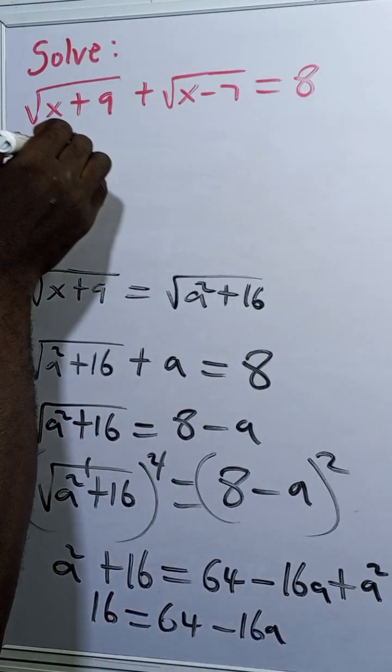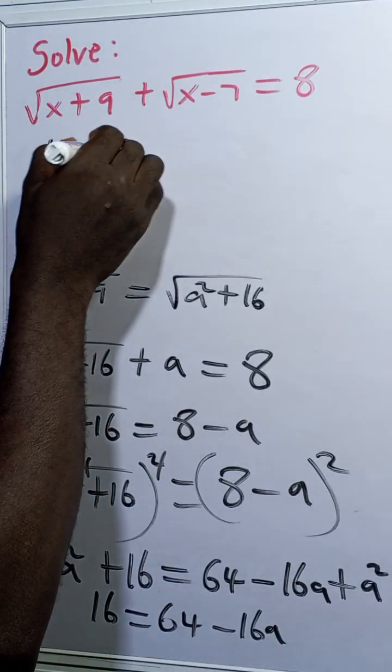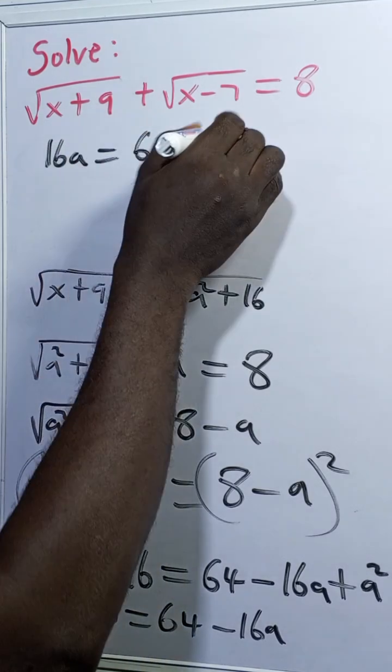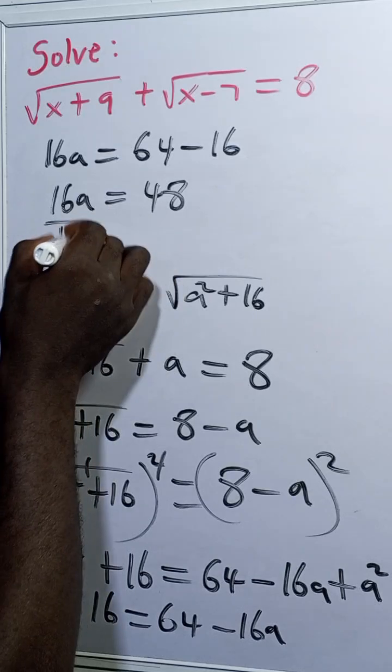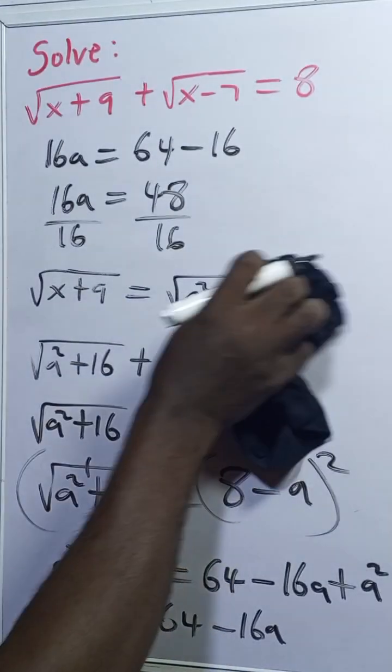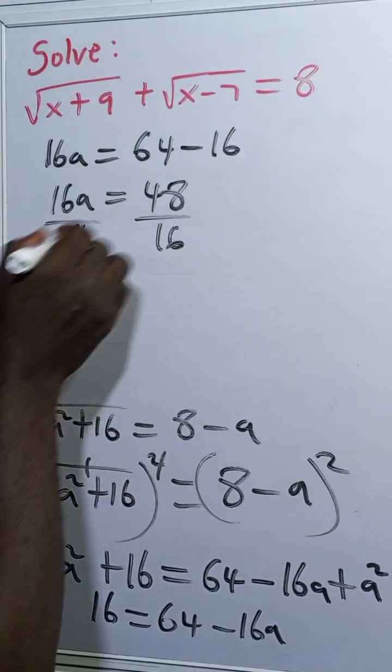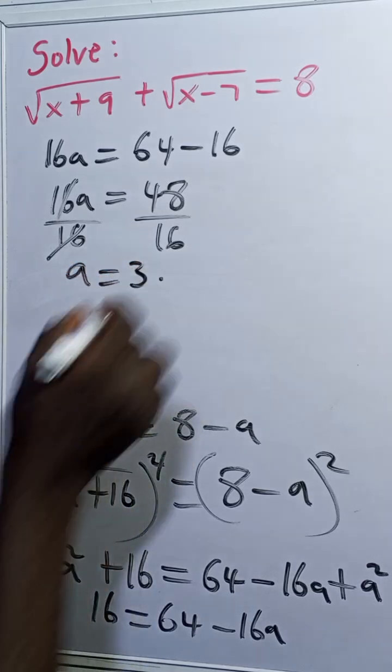So 16a is equal to 64 minus 16. 16a is equal to 48. Divide both sides by 16 to get a. A is equal to 3.